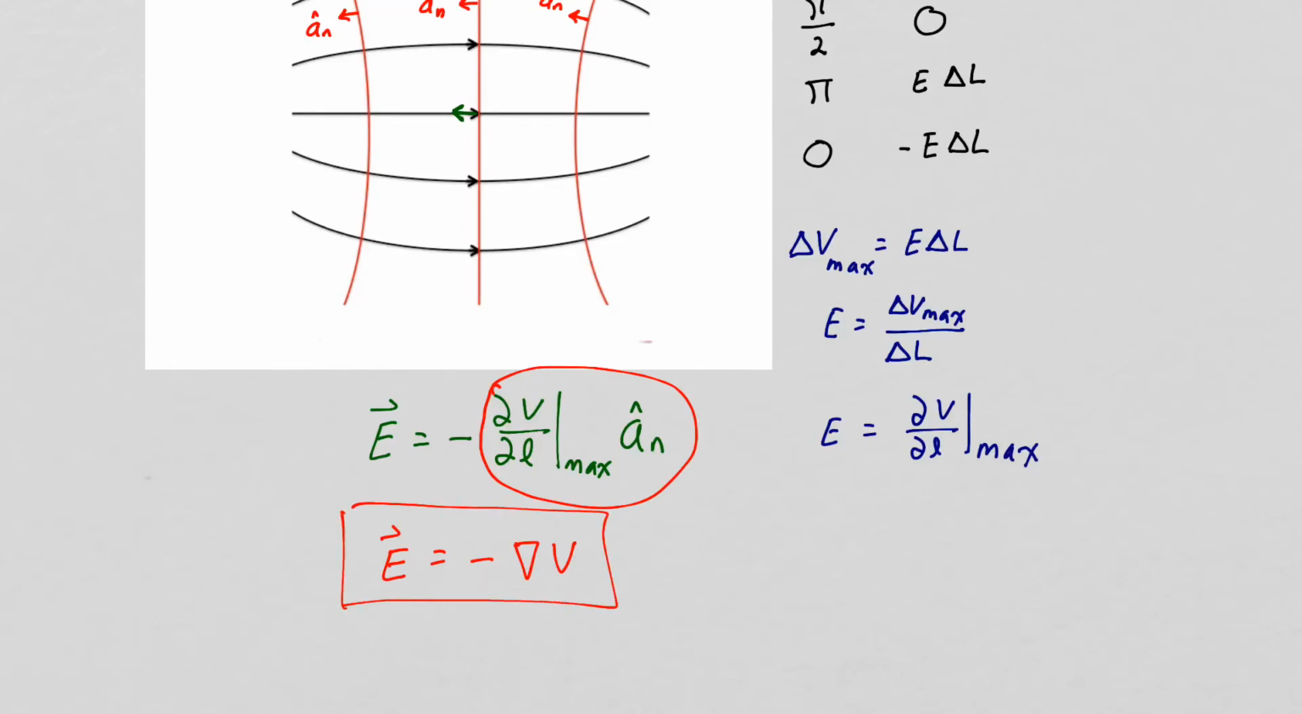The notation we use to indicate gradient of the potential is del V, and this del is that del operator we introduced when we were talking about divergence. Now that we understand the concept of finding the electric field intensity from the electric potential, let's look at how you would do that in our three coordinate systems.